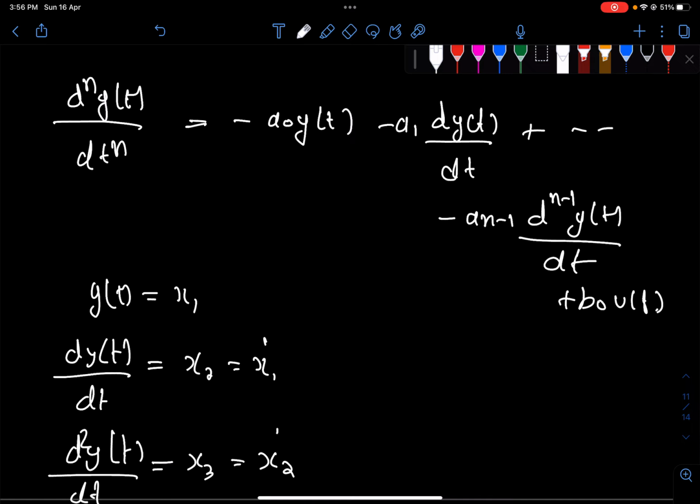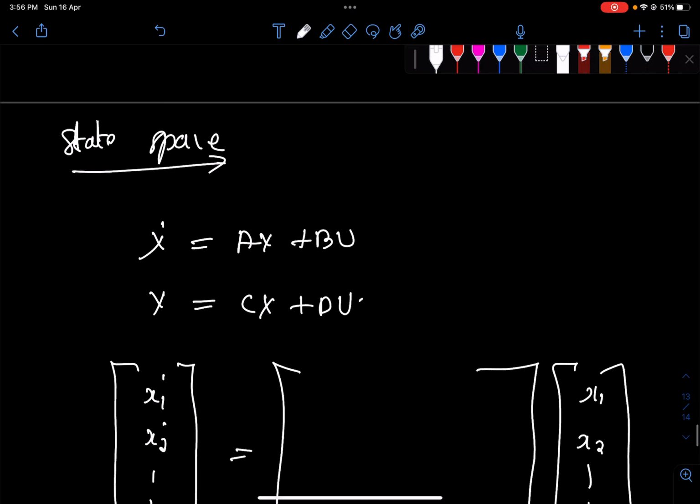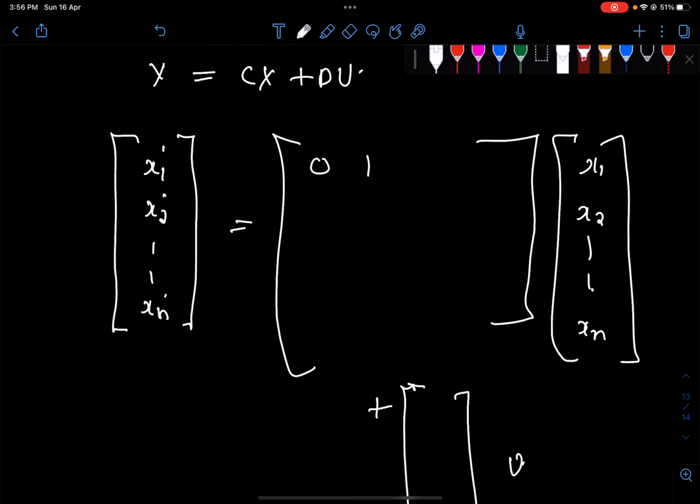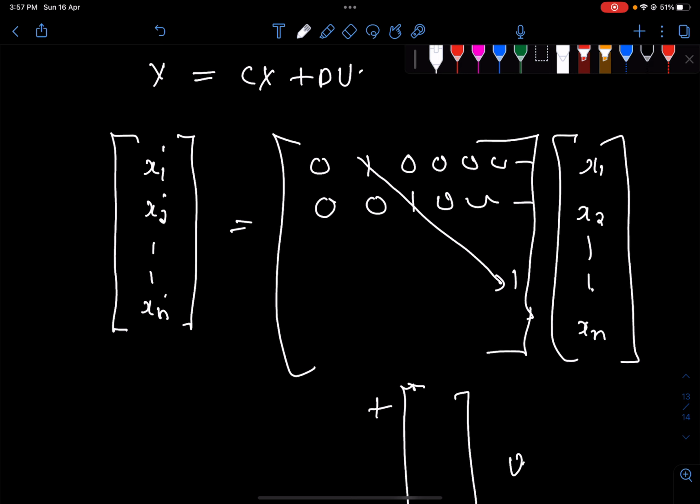Xn dot is what? X1 dot is just x2, right? No other variables are there. So x1 dot is just x2. What is x2 dot? X2 dot is x3, right? So 0 0 1 0 0 0. One goes like this, and the last row will be xn dot.